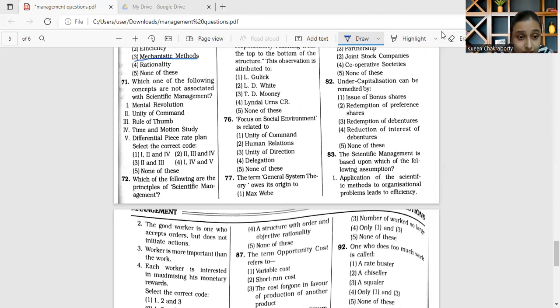Okay, it is asking which is not associated with scientific management. So unity of command is not associated and rule of thumb is not there, right? So accordingly, option number 3 will be the correct answer, since 2 and 3 are not part of scientific management, whereas others are. Okay. So next, moving on to question number 72.